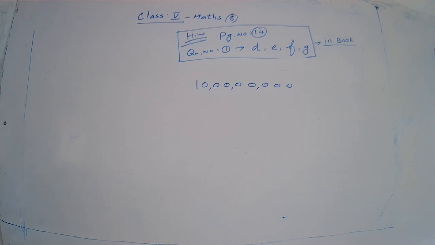Predecessor means what? A number 1 less than the given number. A number 1 less than the given number is called the predecessor. We can get the predecessor of a number by subtracting 1 from it. Otherwise, it is the number before a given number. So what is the number? 10 crore. The number before it is 9 crore, 99 lakh, 99,999. So your answer is the predecessor of the smallest 9-digit number.